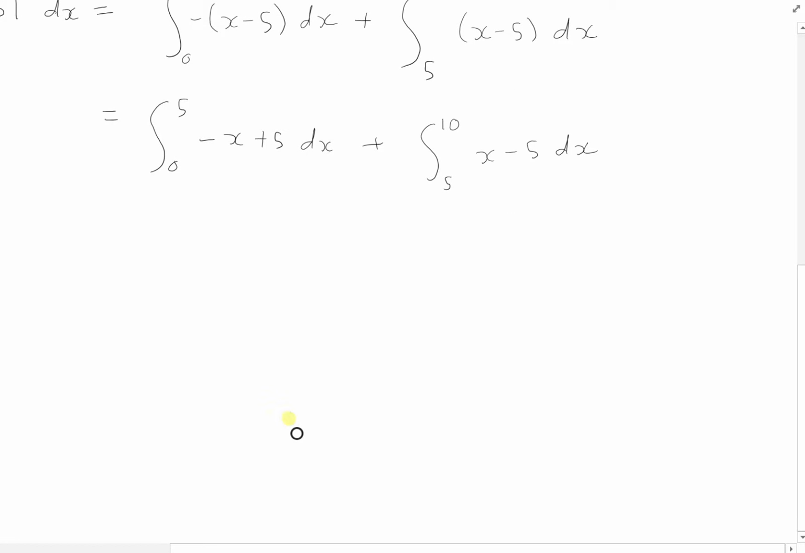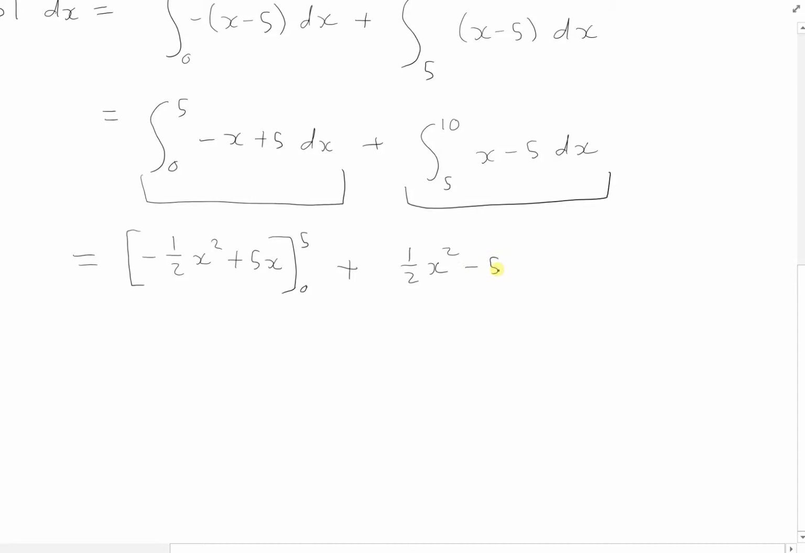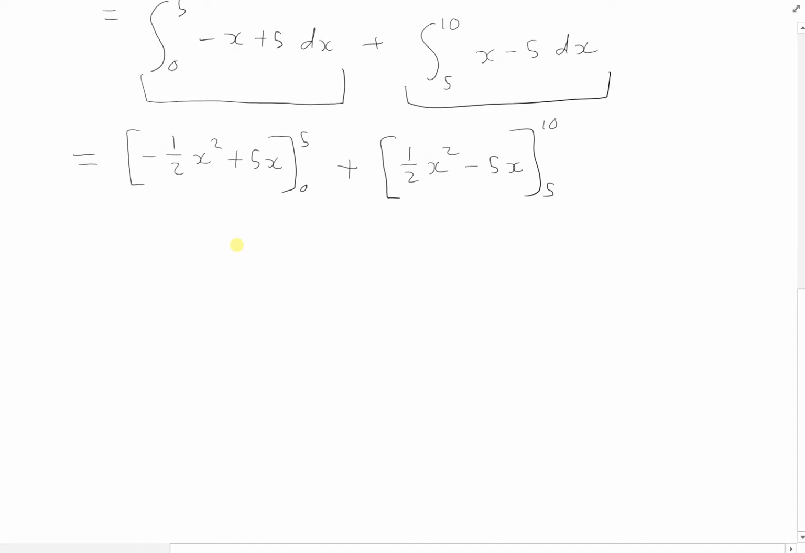Now I'm going to find the definite integral. For the first one, it's going to be negative 1/2 x squared plus 5x, from 0 to 5. And the second one is going to be plus 1/2 x squared minus 5x, from 5 to 10. Now I'm going to plug in the limits, and this is just to let you know that I'm using the second fundamental theorem of calculus, just if you wanted to know that.